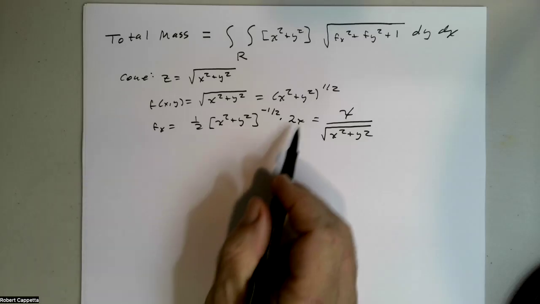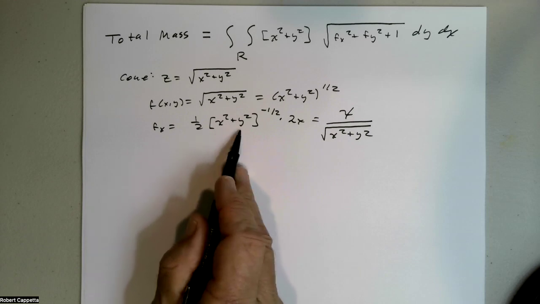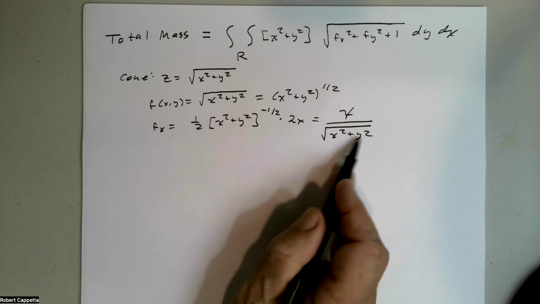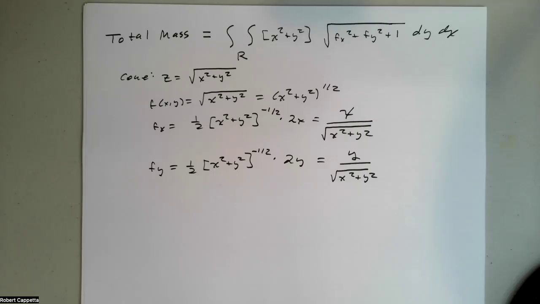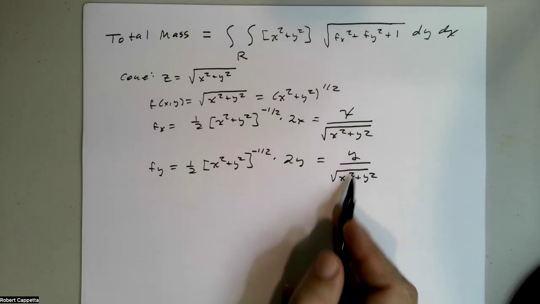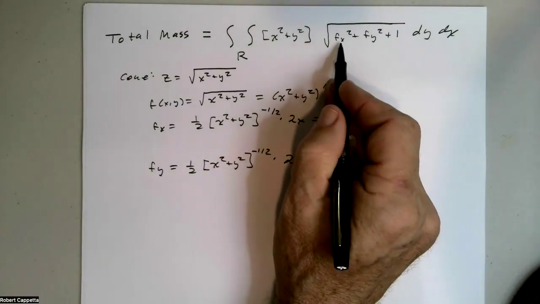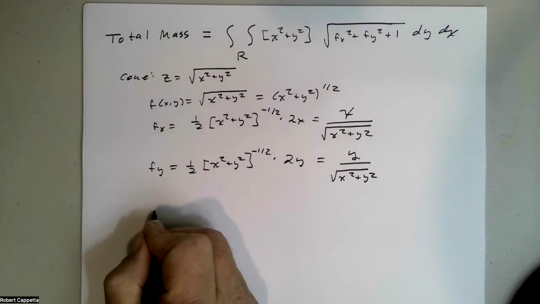So here's f sub x. You have x squared plus y squared to the 1/2, pull the 1/2 down, x squared plus y squared to the negative 1/2 times the derivative of the inside, 2x. 2x over 2 is x, and the denominator is the square root of x squared plus y squared. And using a similar argument, f sub y is y over the square root of x squared plus y squared. So you'll see I need to have f sub x squared plus f sub y squared plus 1.